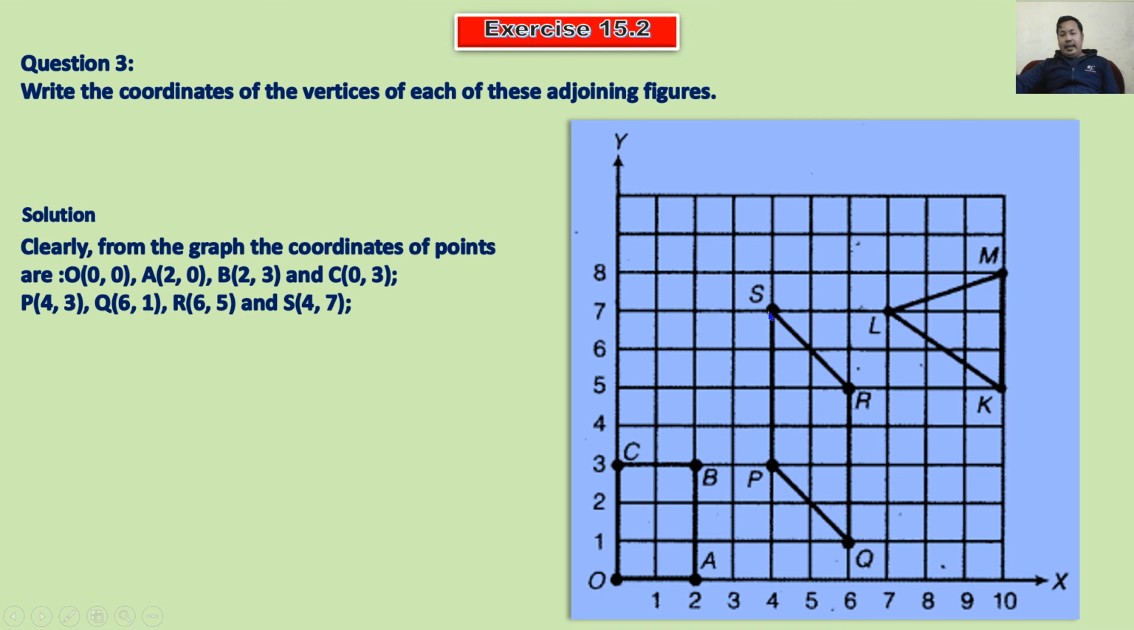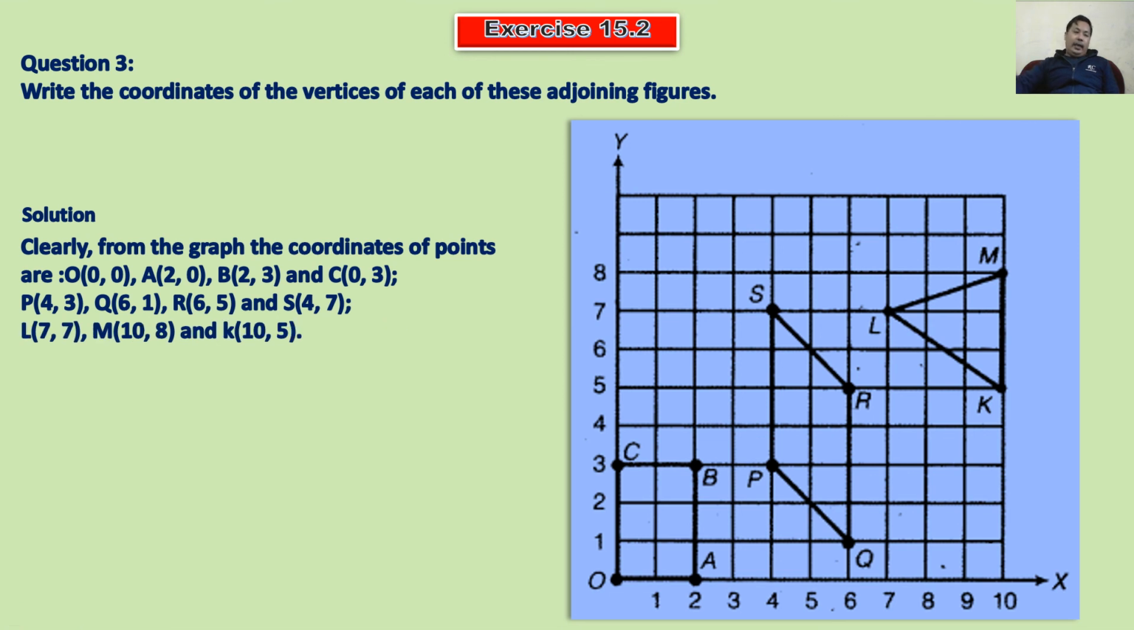And S, you come straight to the x, 4. So 4, and y, you go to the y and you get 7 here. That means the coordinate of this point S is 4 and 7 here, you get here, isn't it? Yes. Next figure, that's KLM.